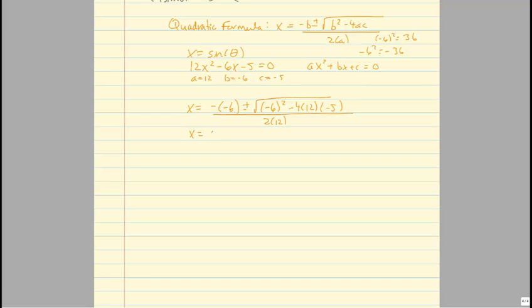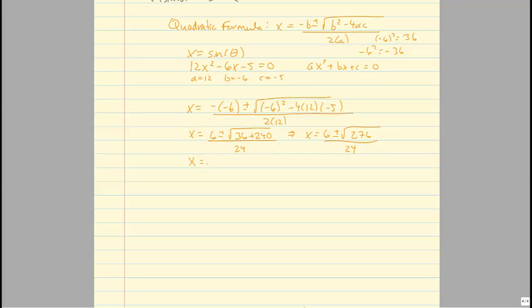So let's go ahead and simplify. Negative 6 times negative 6 is a positive 36. Negative times a negative is a positive. 60 times 4 is 240, all over 24. So this is going to be x equals 6 plus or minus the square root of 276 all over 24. Now 276 is not a perfect square. There's probably some factors I could pull out to try and simplify this, but I really don't think that that's what our focus needs to be here, because we're trying to solve the trig part of this, but we can simplify it a little bit.